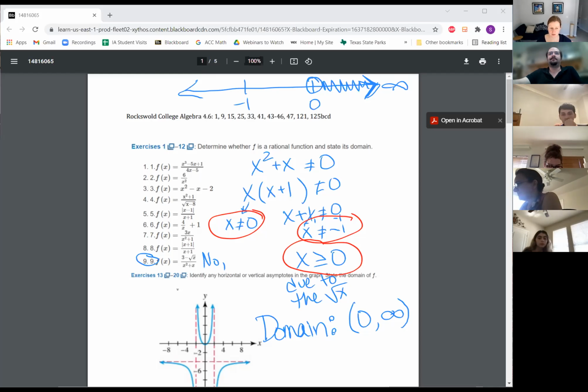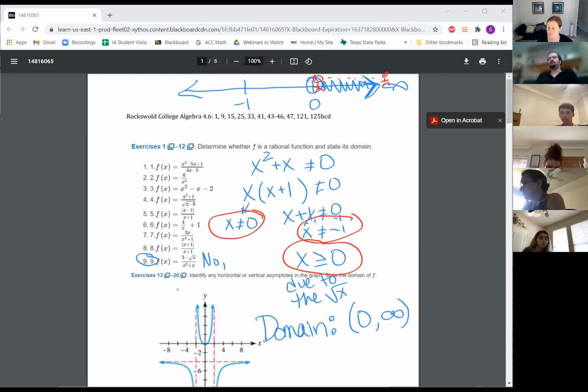Is that the only thing you write for the domain? Like we don't do like the union negative infinity comma -1. Well, let's look at our graph. Is there anywhere else that's shaded? No. Yeah, our little person, if we were gonna walk along the shaded area, would start here and walk this direction, and then they'd be done. So just that one area.